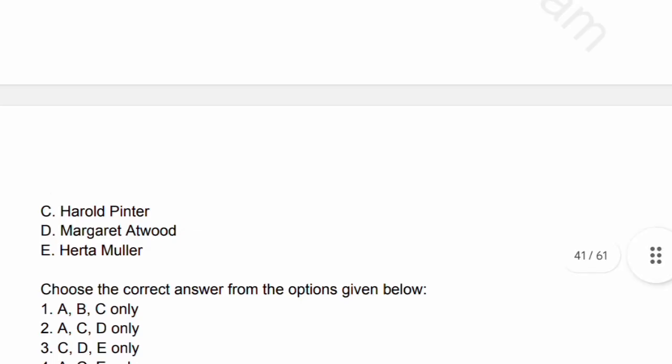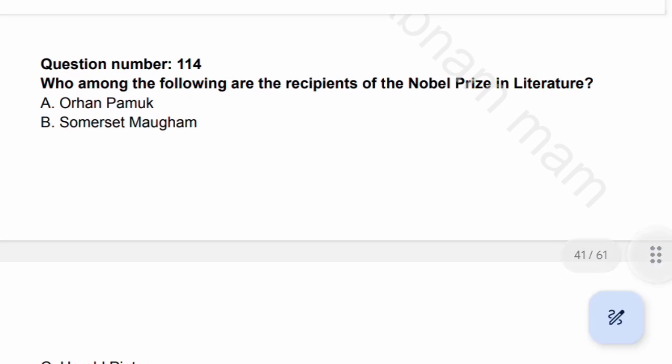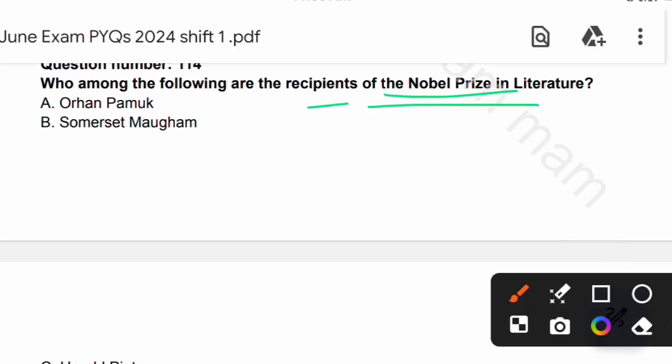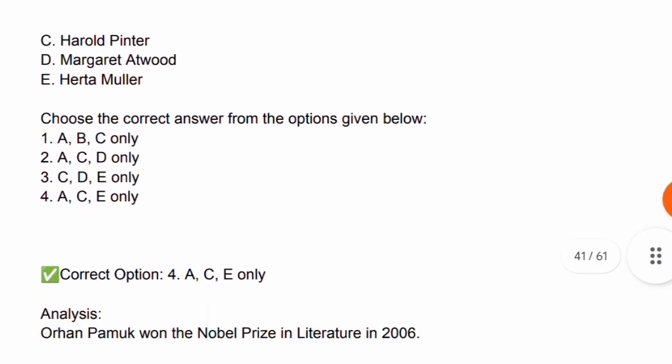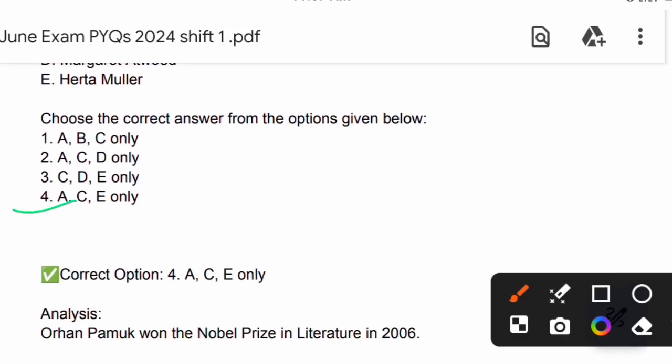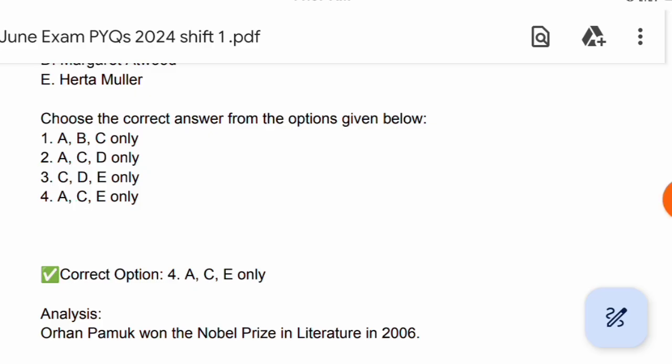Not a recipient of the Nobel Prize in Literature. The correct answer of this question is going to be option 4, A, C, E only. A, C, and E only.